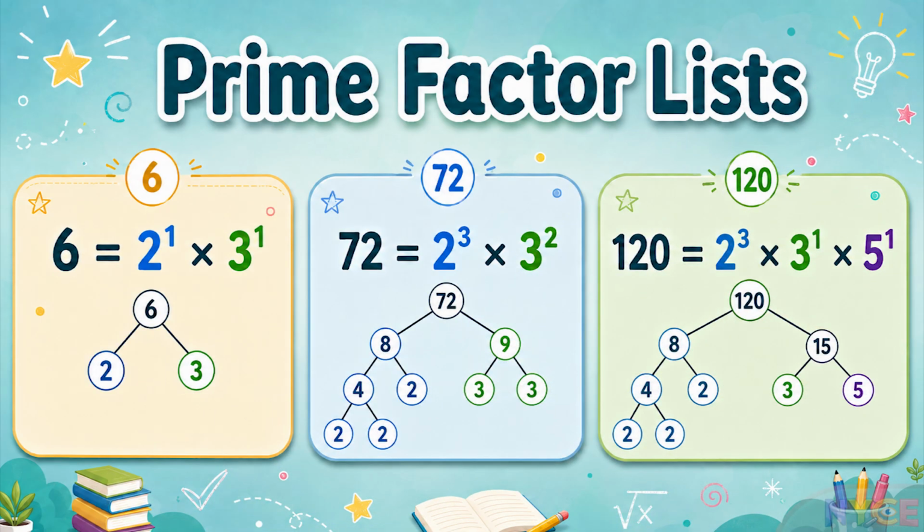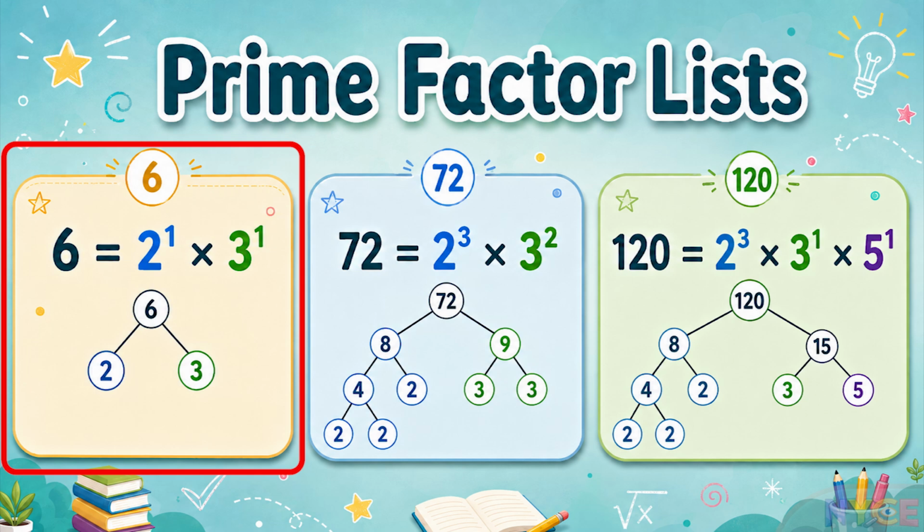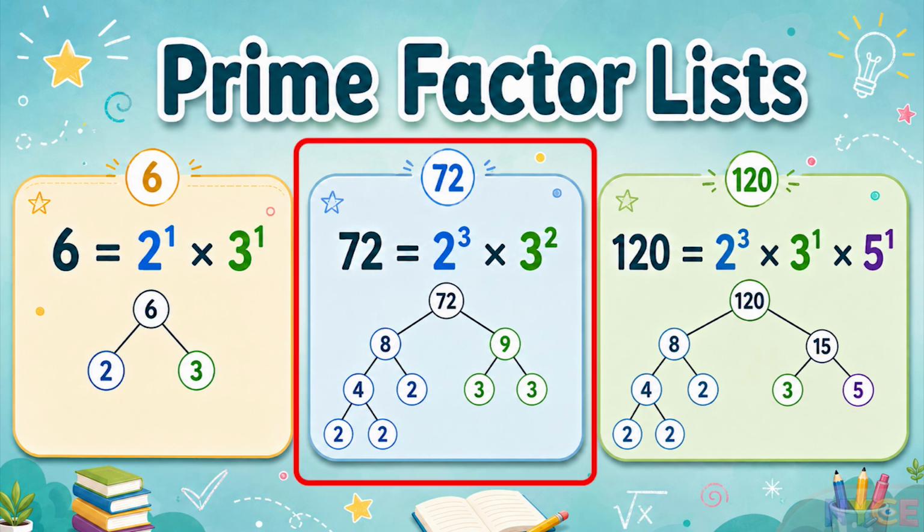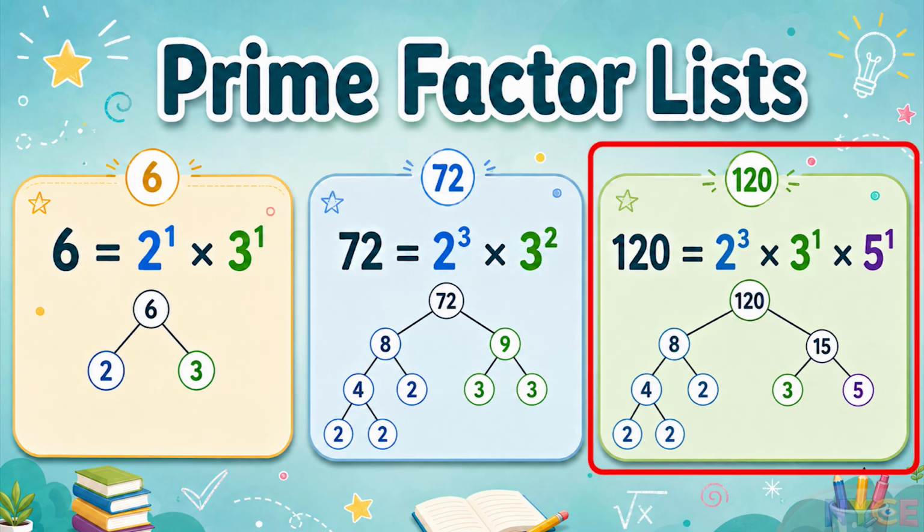Find the LCM of 6, 72, and 120. First, prime factorize each number. 6 equals 2 times 3, or 2 to the 1 times 3 to the 1. 72 equals 8 times 9, so 72 equals 2 cubed times 3 squared. 120 equals 12 times 10. That's 2 squared times 3 multiplied by 2 times 5, so 120 equals 2 cubed times 3 to the 1 times 5 to the 1.